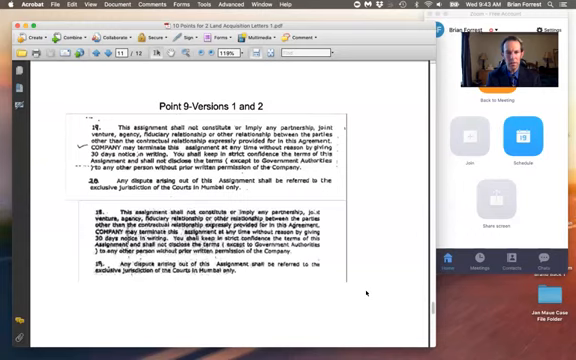Point number 9, versions 1 and 2. Version 1 has 20 clauses, and version 2 has 19 clauses. I reduced the size so that you can see both of them.